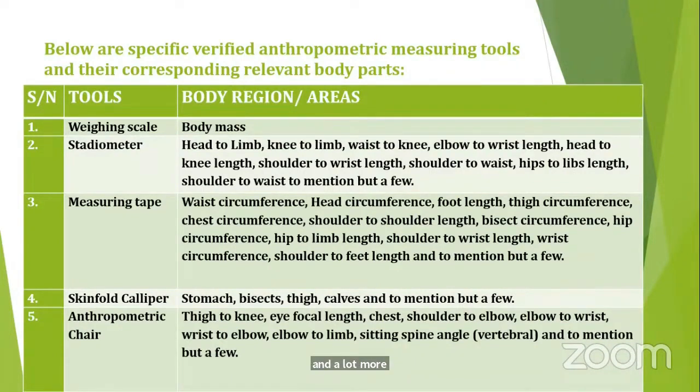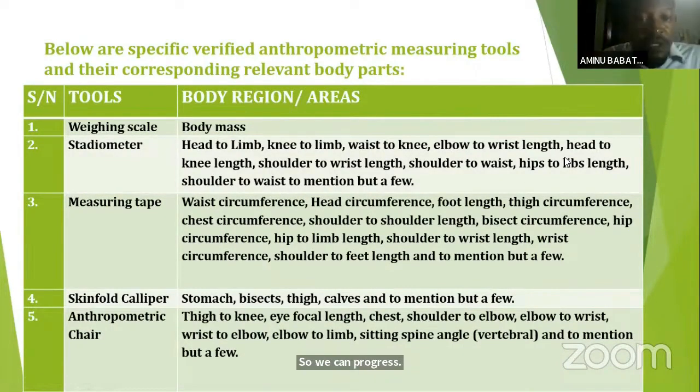Then the anthropometric chair measures the thigh, the knee, the eye, the shoulder, the elbow, the wrist, the elbow to limb, the sitting spine angle, just to mention a few. So every other thing we have is contained. You can look through the slides, and we'll get much of the information we'll be looking for. So we can progress to the limitations. Thank you very much for that.